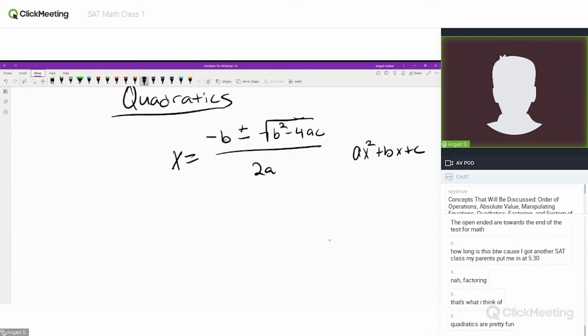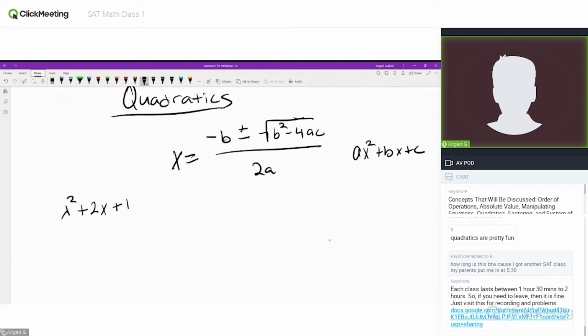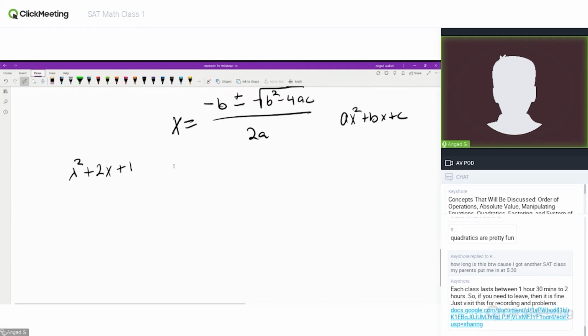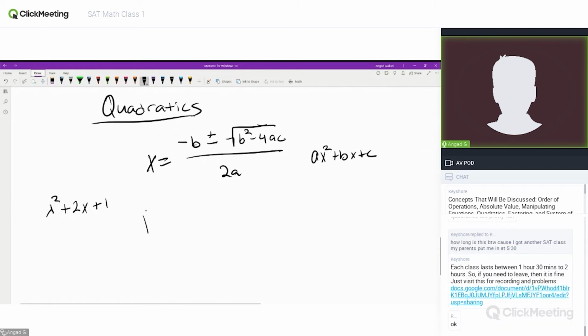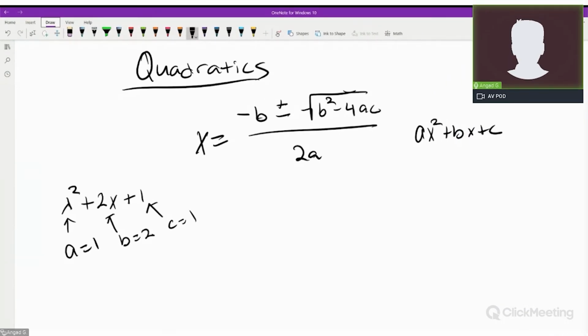So let's say we have x squared plus 2x plus 1, right? We could factor this, but I want to first do this before we start factoring. So let's plug in these coefficients. First, let's just see what we have. We have a is equal to 1, right? We have b is equal to 2, and we have c is equal to 1, right? So now let's just plug it into the formula.